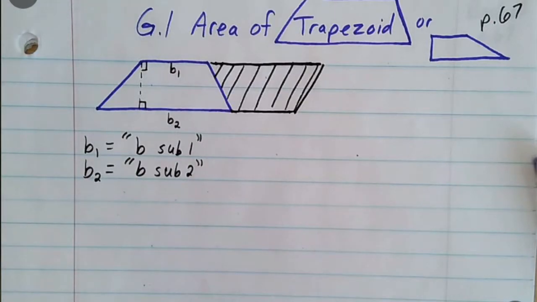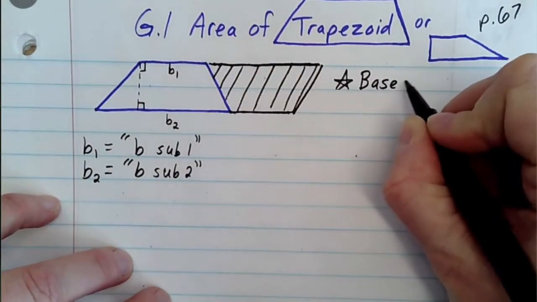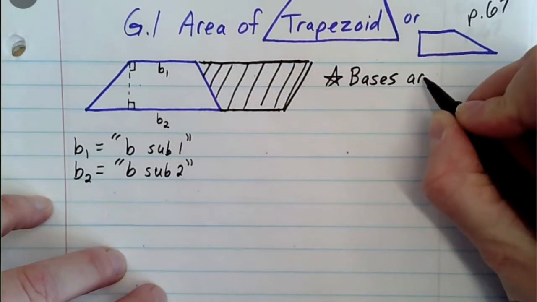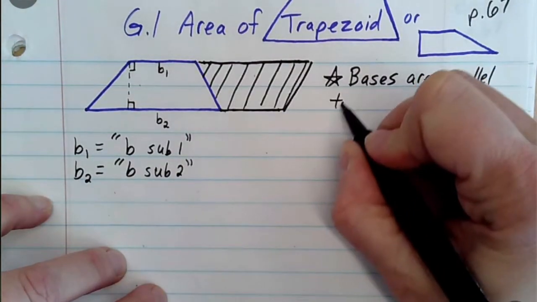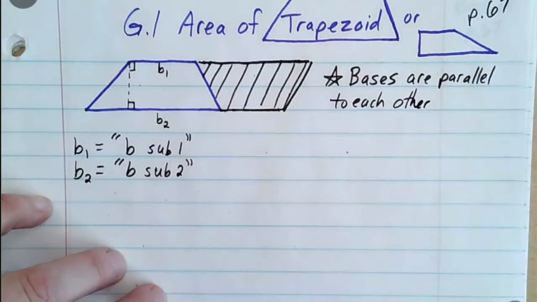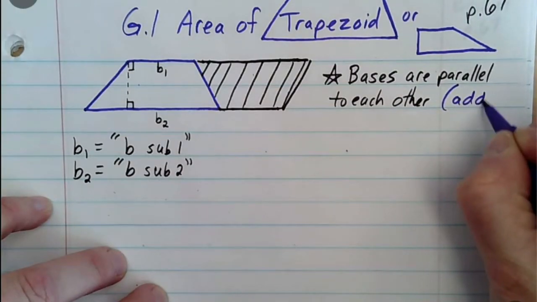So a couple things you need to know with trapezoids. Just put a star here. Your bases, how do you identify your bases? Your bases are going to be parallel to each other. Once you figure out which ones your bases are, those are the ones that you're going to add together. So you add your bases together.